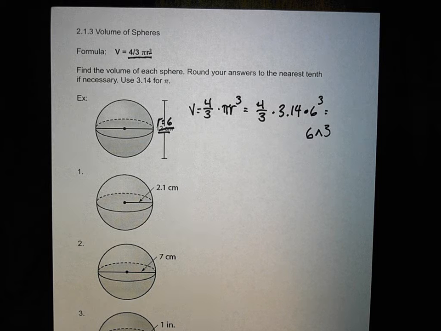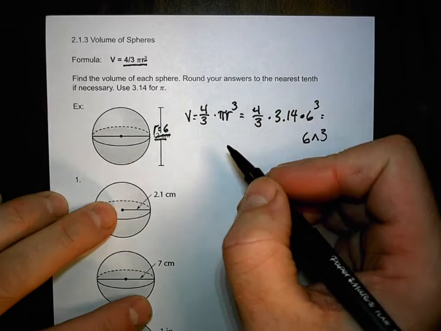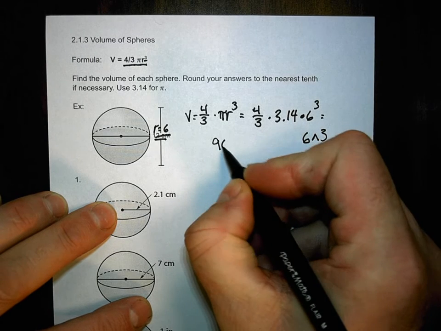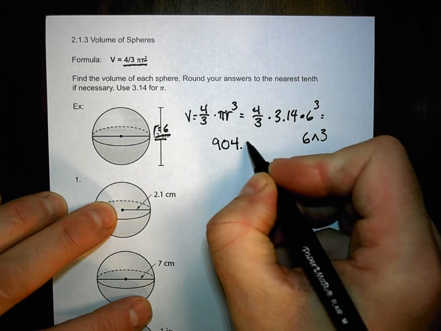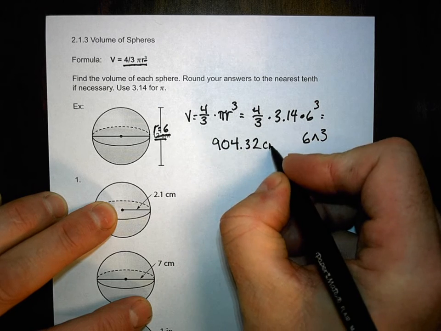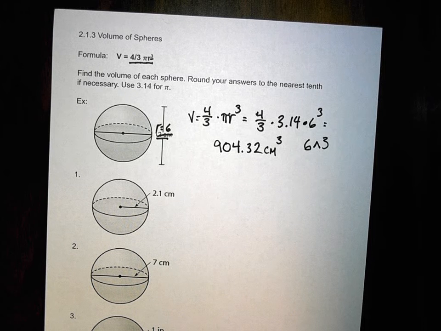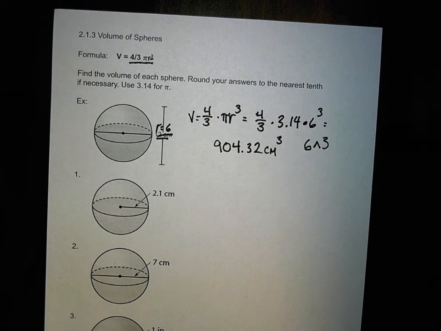There's spheres. Okay, so Caitlin, what'd you get? 904.32. You're not done. Squared? No. Oh, centimeters cubed. Remember, volume is always cubed. All volume is cubed. Which volume is not cubed? No volume is not cubed. All volume is cubed.